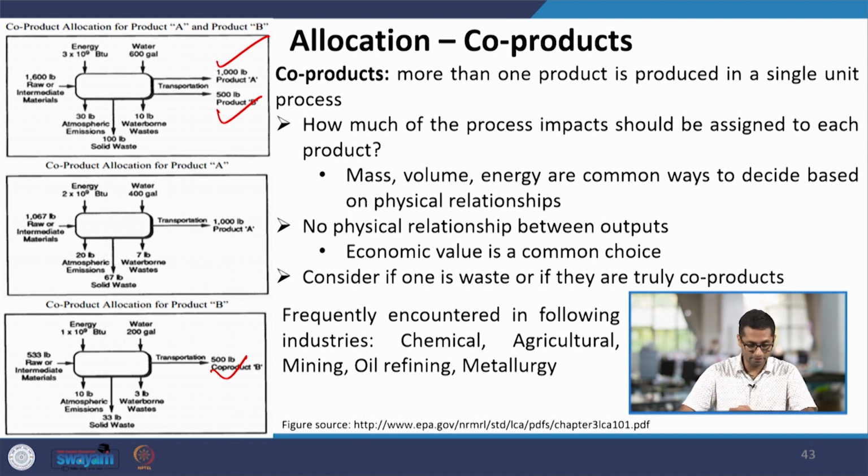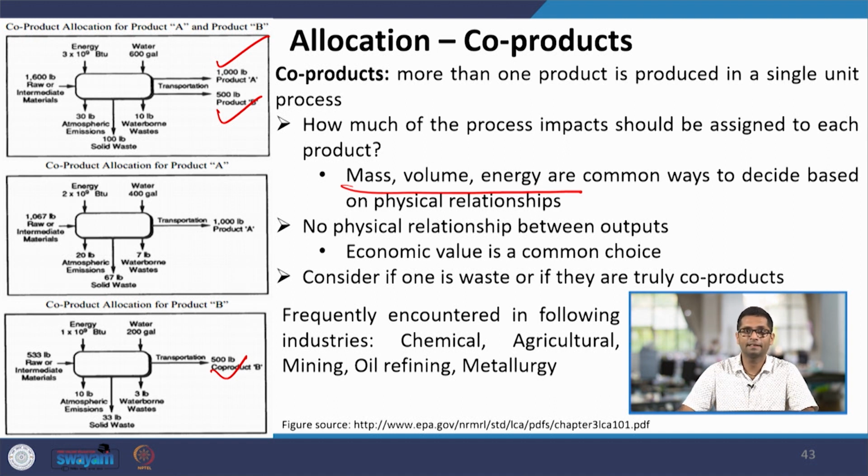And of course, as we have discussed in the earlier slide, the preference should always be given to mass, energy and volume based relationships. If that is not a possibility, and only in extreme cases, we should go for an allocation which is based on economic analysis or some other relationships like this, and it also entails that we should be going for a sensitivity analysis.